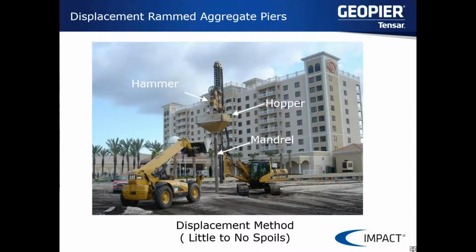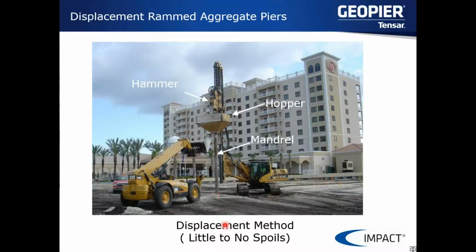So going with a displacement system, which is pictured here, essentially what we're doing is we're building a similarly sized element, though the installation sequence is slightly different. So instead of pre-drilling a cavity, which then will feed stone from the top, in this instance, what we'll do is we'll drive a mandrel to whatever installation depth that we're trying to get to. And then we'll introduce stone into the mandrel with the hopper at the top here of the mandrel.